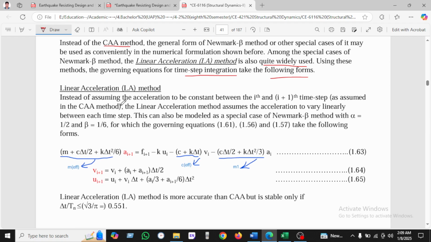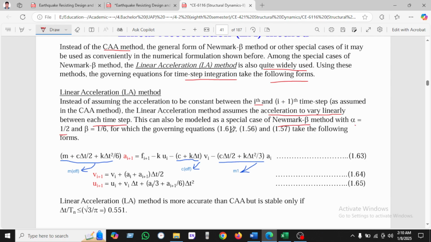Okay, so the linear interpolation method, instead of assuming the acceleration is constant between step i and step i+1 as in the constant average acceleration method, assumes the acceleration varies linearly between each step.